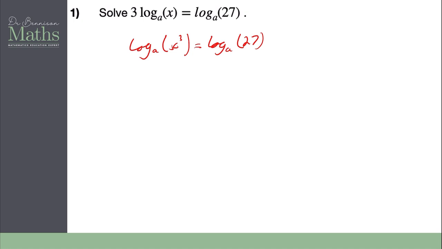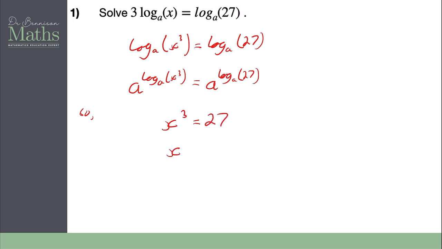And so we can take exponentials to the base a. So we get a to the power log to the base a of x cubed is equal to a to the power log to the base a of 27. So x cubed is equal to 27. So x is equal to 3. Okay, moving on to 2.